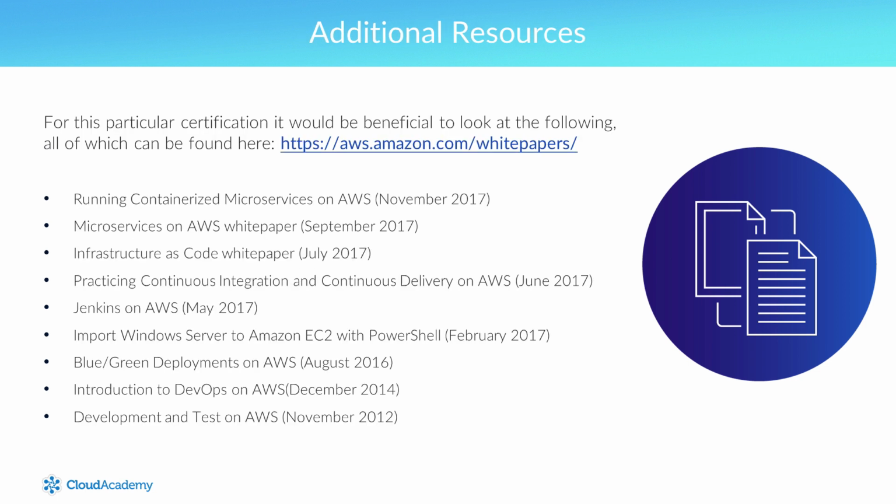I recommend you review some of the AWS white papers when you've completed your learning path to help solidify your understanding of the services, features, and methodologies. For this particular certification, it would be beneficial to look at the following, all of which can be found here. Running containerized microservices on AWS, microservices on AWS, infrastructure as code, practicing continuous integration and continuous delivery on AWS, Jenkins on AWS, import Windows Server to Amazon EC2 with PowerShell, blue-green deployments on AWS, introduction to DevOps on AWS, and development and test on AWS.